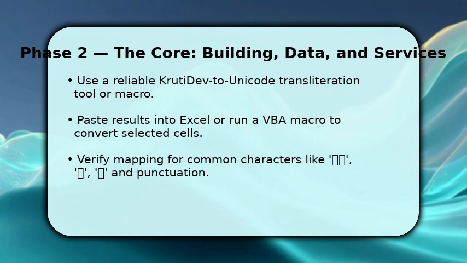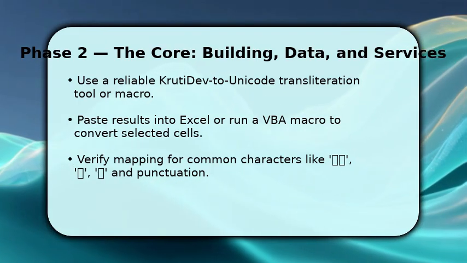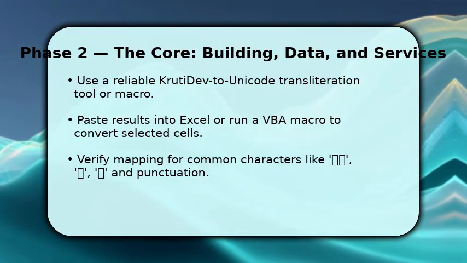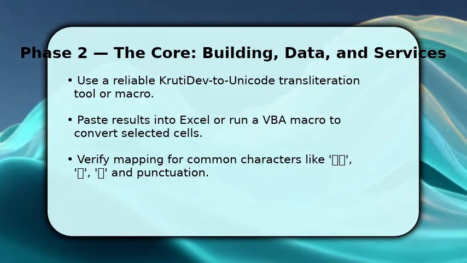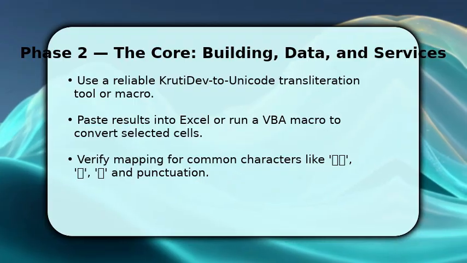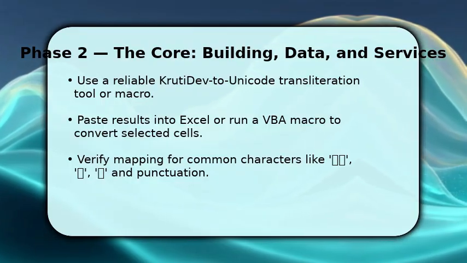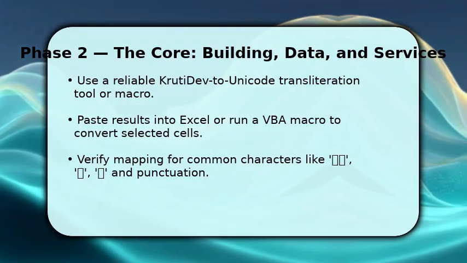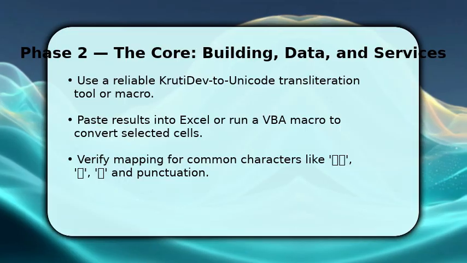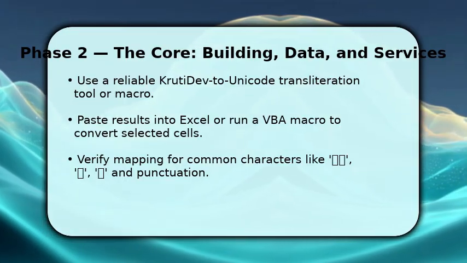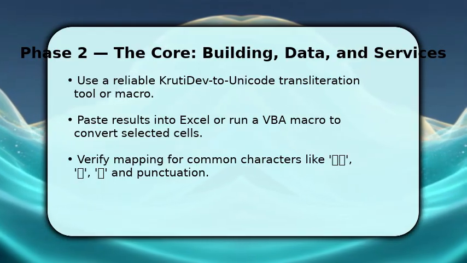Now convert characters to Unicode before applying Mangal, because Krutidev uses legacy encoding. Use a trusted Krutidev to Unicode transliteration tool, or run a prepared VBA macro that replaces legacy codes with Unicode equivalents. Copy the converted Unicode text back into Excel, or run the macro directly on selected cells. This preserves glyph order and vowel signs. Make sure to check complex conjuncts and vowel marks, since ordering differs. Correcting these maintains readability when you apply the Mangal font.